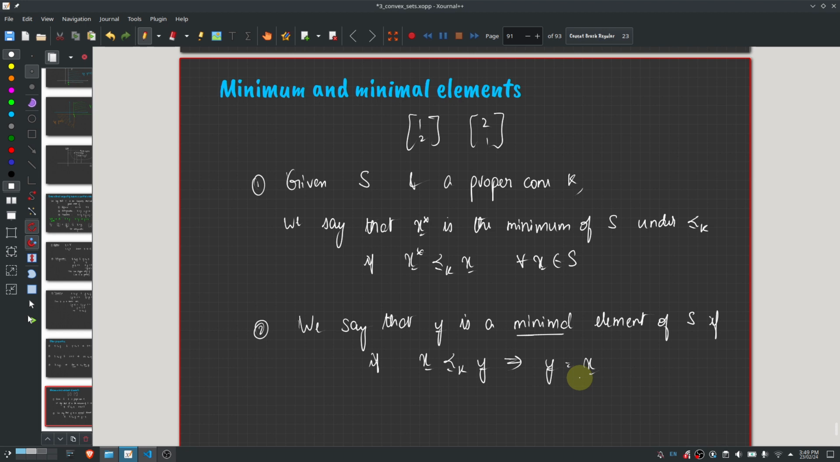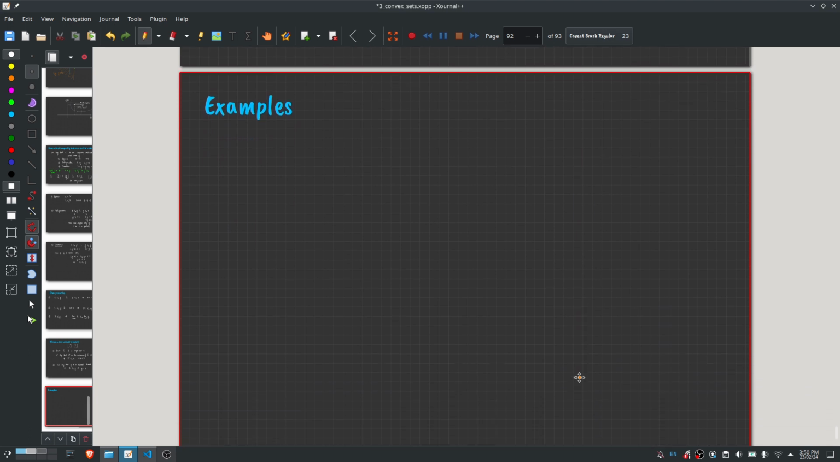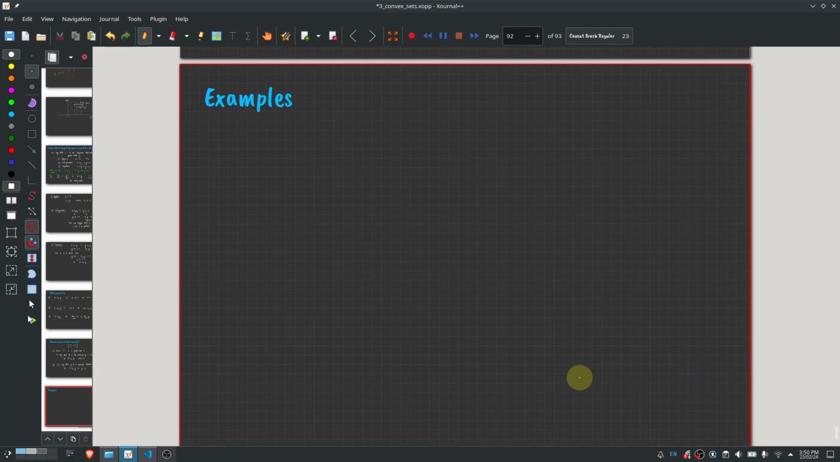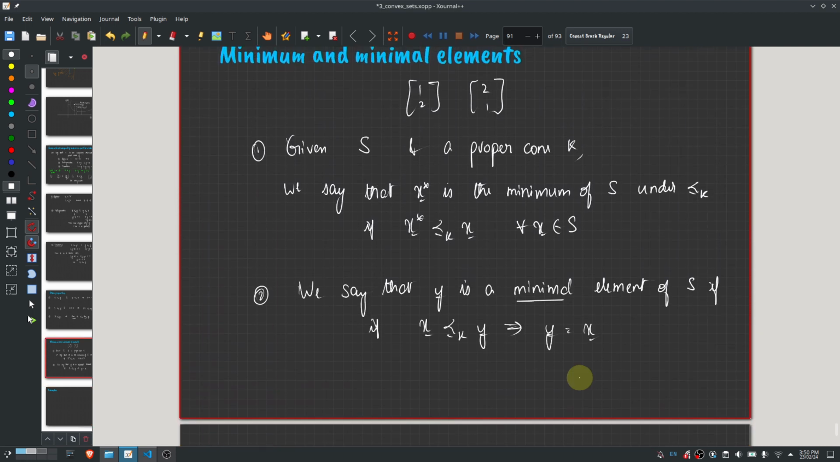Okay, so let's again look at some examples. So consider the component-wise inequality. If X is less than or equal to Y, then it should be that element, so it shouldn't be the other. Like if Y is less than or equal to X, then Y should be X. Right? So I say that Y is a minimal element.